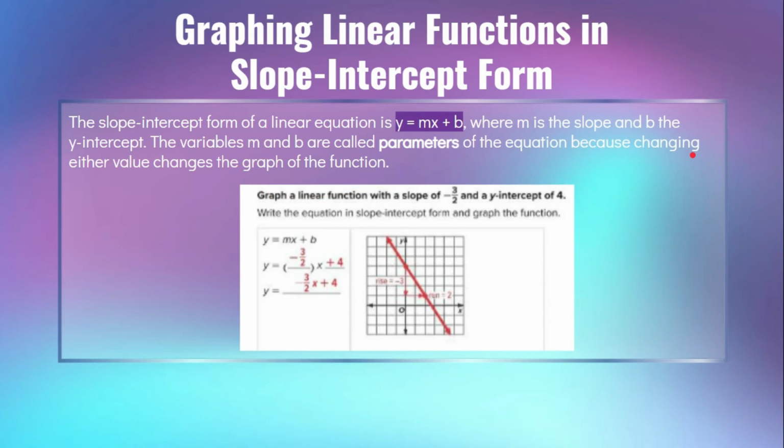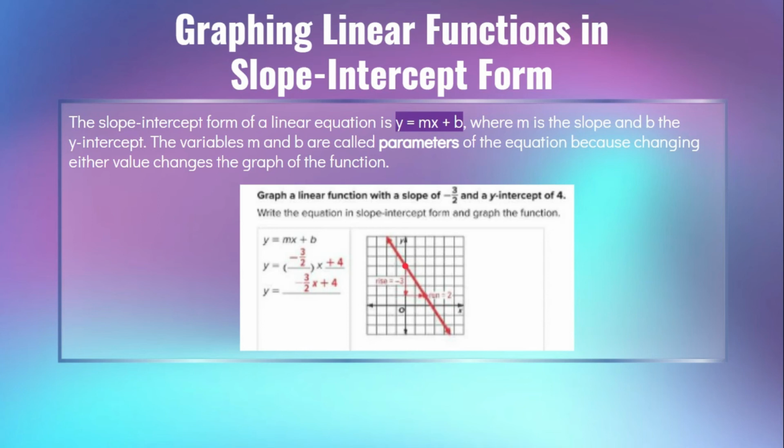When graphing a line in slope-intercept form, B is what we are going to graph first, and this is because we need a starting point. So B, or the y-intercept, is going to be our starting point. In this example, where we are given the slope being negative 3 over 2 and a y-intercept of 4, the first point we will plot is 0, positive 4 right here.